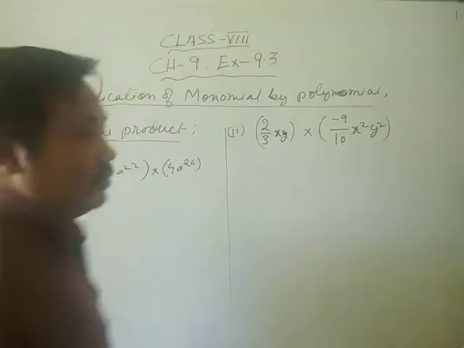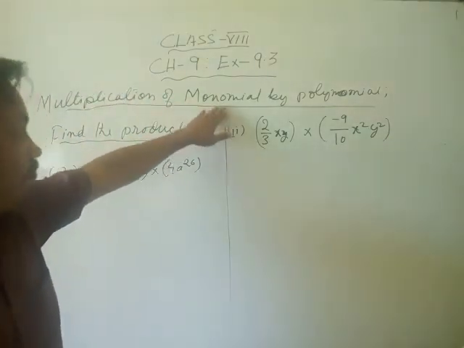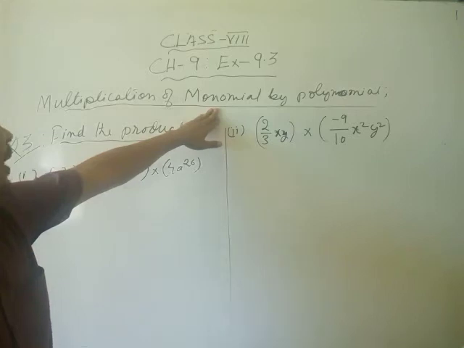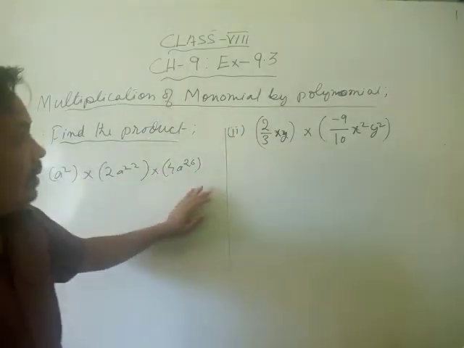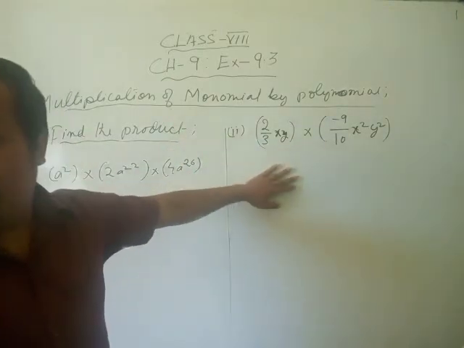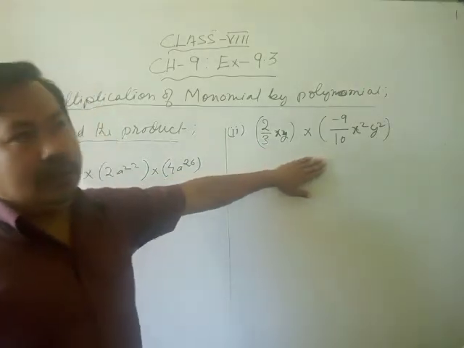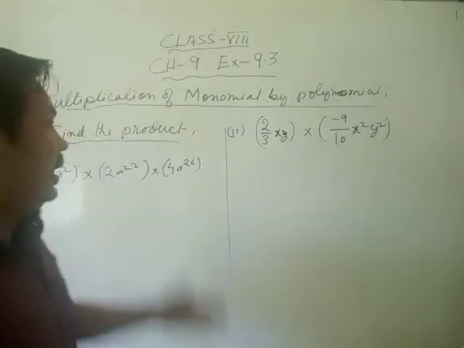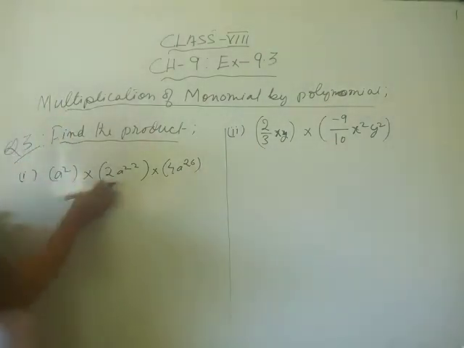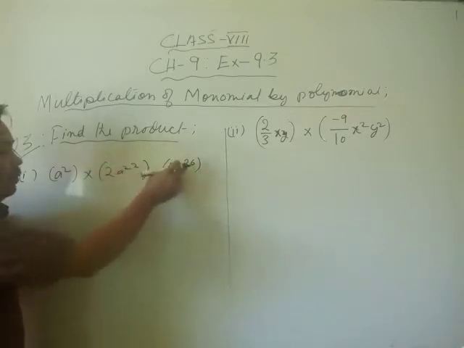Hello, my dear student. The next question is question number 3, and it is also under this lesson only: multiplication of monomial by polynomials. Here that much is not given in question number 3, but let it be. We have to multiply the given expression. Here the given expression is a square into 2a to the power 22 and into 4a to the power 26, isn't it?